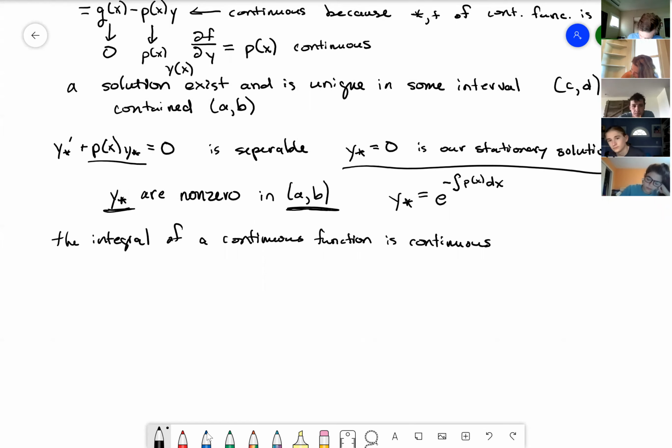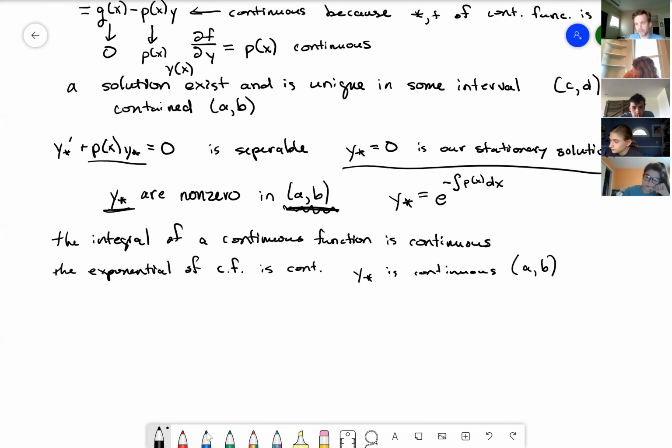Furthermore, we know that the exponential of a continuous function is continuous. And so what we get is that y star is continuous. So our homogeneous solution is itself continuous. And of course, we're talking about continuity on this interval AB, so it's continuous on that entire interval, all the way from the beginning.